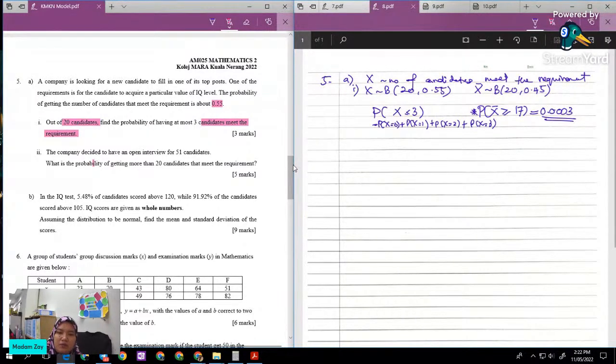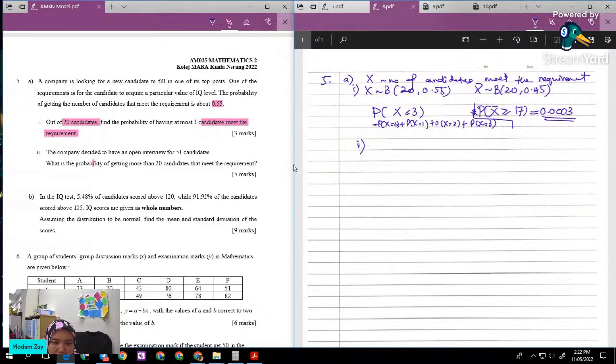Okay, so itu untuk soalan yang pertama. So soalan yang kedua. Okay, so optional dia kat sini. Dua-dua akan diterima. Cumanya mana lagi senang kat tu nak buat. Okay, so sekarang yang kedua. The company decided to have an open interview for 51 candidates. What is the probability of getting more than 20 candidates that meet the requirement?